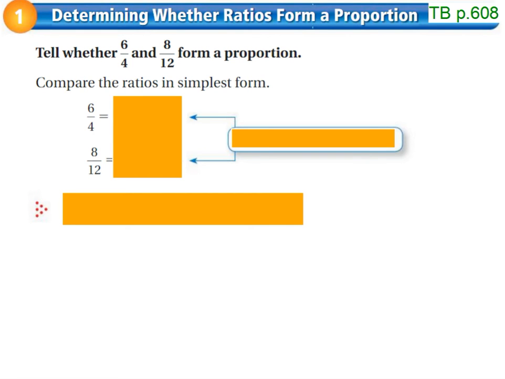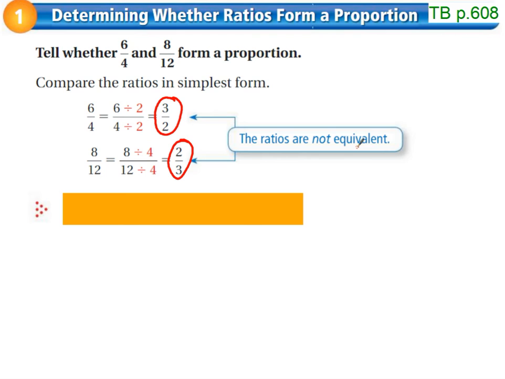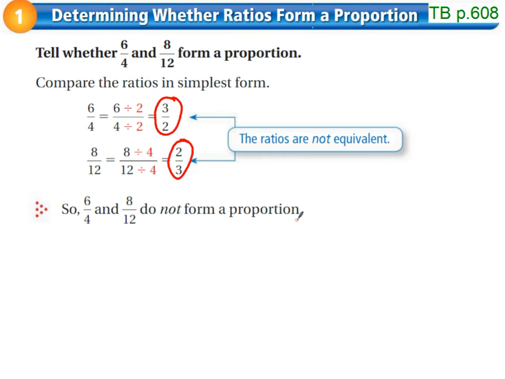Okay, so we are going to tell whether 6 to 4 and 8 to 12 form a proportion. We're going to compare these ratios in simplest form. So if I were to reduce the ratio of 6 to 4, it reduces to 3 to 2. And if I reduce the ratio 8 to 12, it reduces to 2 to 3. So the two different ratios that I have are 3 to 2 and 2 to 3. In this case, the ratios are not equivalent because remember, if you change the order, you do change the ratio. So these two ratios do not form a proportion.